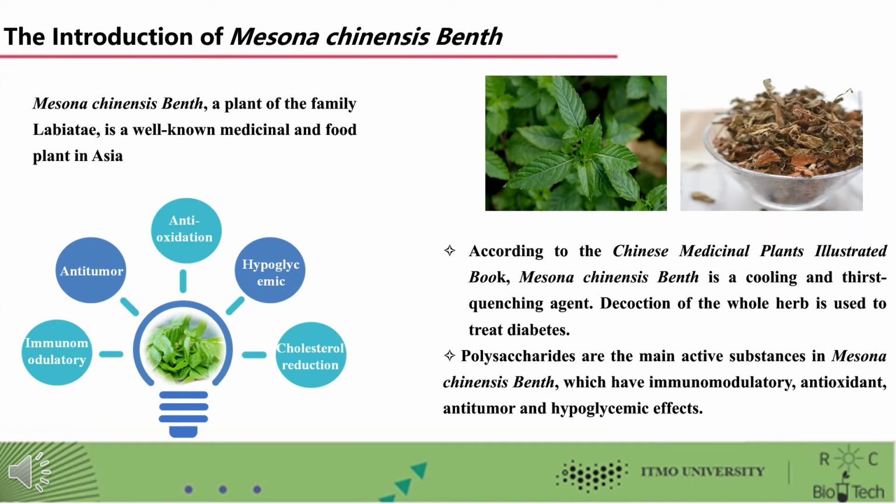Part one is the introduction of Mesona Chinensis Benth. Mesona Chinensis Benth, a plant of the family Labiatae, is a well-known medicine and food plant in Asia. According to the Chinese Medicine Plant and Illustrated book, Mesona Chinensis Benth is a heat-clearing and summer-heat-quenching agent. Documentation shows the whole herb is used to treat diabetes.